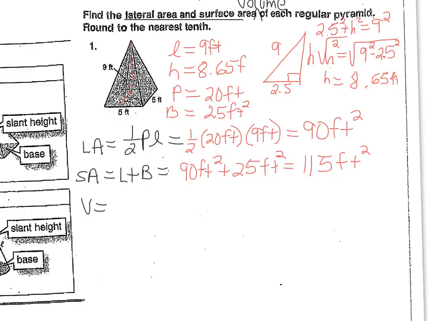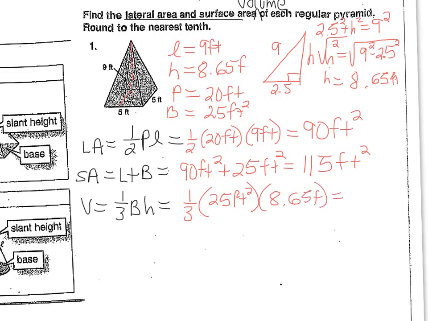So the volume, what's the formula? 1/3 area of the base times the height. When I substitute the numbers, it's 1/3 times the area of the base, which was 25 square feet, and then times the height, which is 8.65 feet. Let's put that in the calculator. What did you get for 1/3 times 25 times 8.65? Approximately, to the tenths, 72.1.